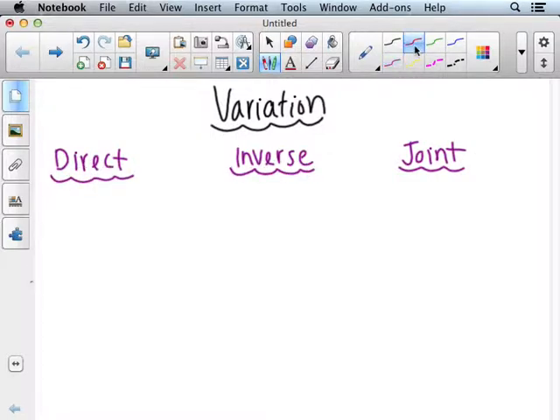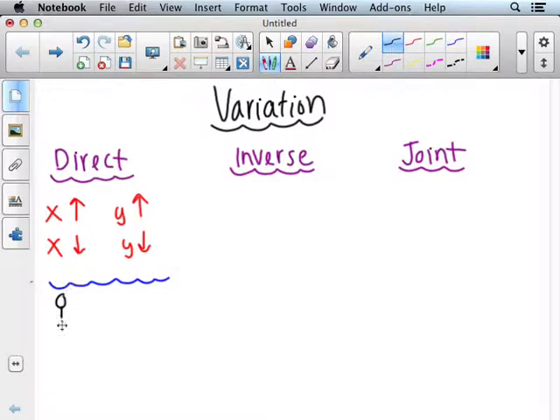So let's start out talking about direct variation. Direct variation happens when one variable increases, another variable also increases. They increase together, or, for example, x decreases, y also decreases. A good example of this is with water pressure. As a scuba diver's depth increases, so as he goes further down, the pressure also increases. So as depth increases, pressure increases. As depth decreases, pressure also decreases.